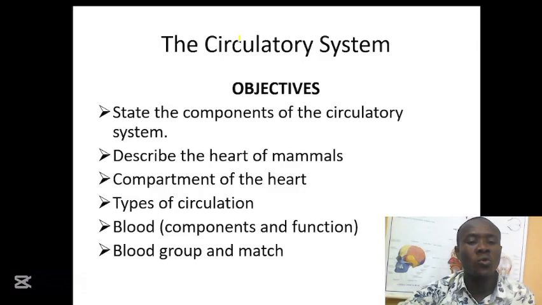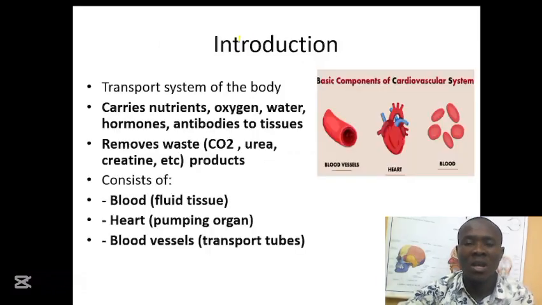Students will be able to know about blood, the components and their function, and students will be able to know about the blood groups that we have and the matching of those blood groups. So let's start with the introduction.